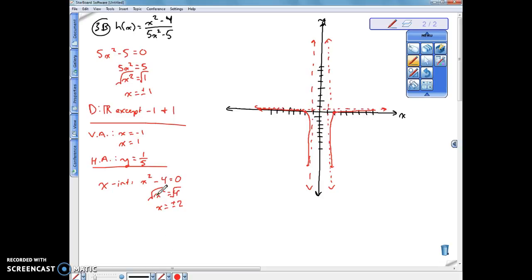Remember what's going to happen, or how am I going to get my y-intercept? I'm going to get my y-intercept by just plugging in 0. So I'm going to get -4 over -5, which is just equal to 4 over 5, or 0.8. And that's going to give me something like right here. And I also know that it's not going to cross the x-axis at all. So again, I can kind of assume that we're going to have a kind of parabolic shape right here.